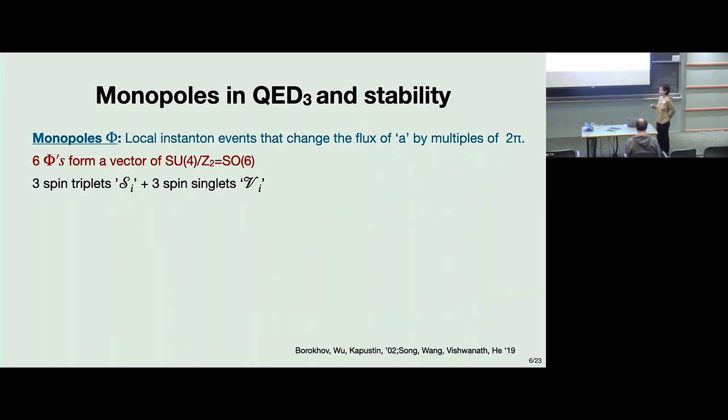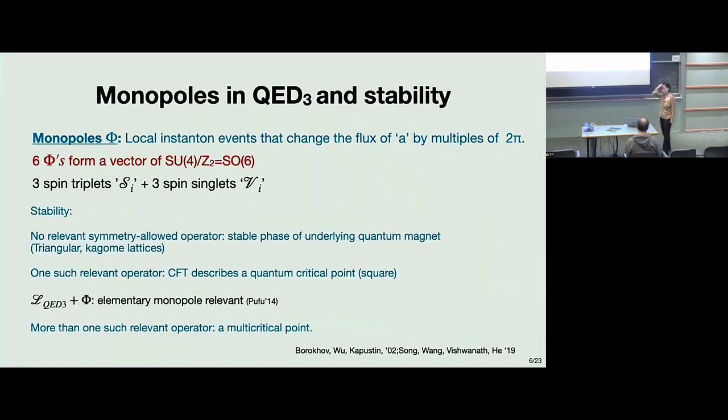For our purpose, all we need to know is that in this N equal to 4 QED, there are 6 degenerate elementary monopoles, and they transform in the vector representation of the SO(6), which is identical to this SU(4) mod C2 group. Three of them carry the physical spin charge, so they are spin triplets, and the other 3 of them are spin singlets. So this is 6 monopoles.